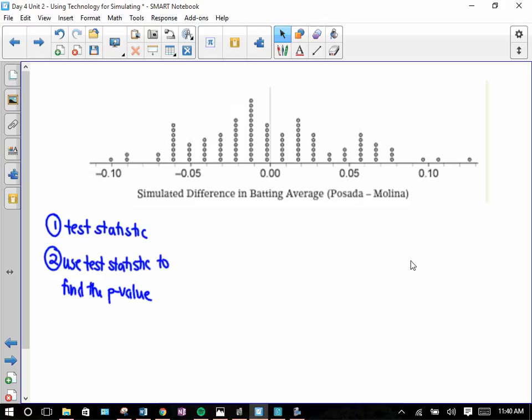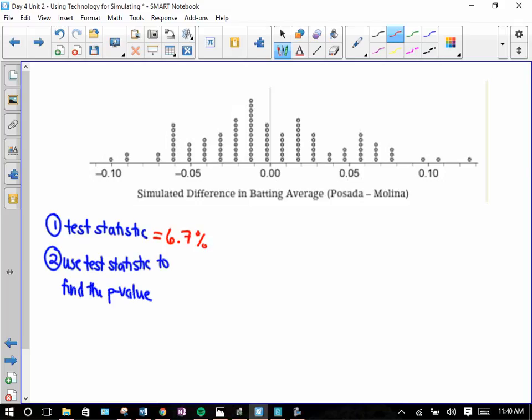I did the tests. So you see how it asks in the question, it says Posada minus Molina in the prop. It says the difference in batting average, Posada minus Molina, was calculated for each trial. You said 6 point what? 6.7. So our test statistic was 6.7%.